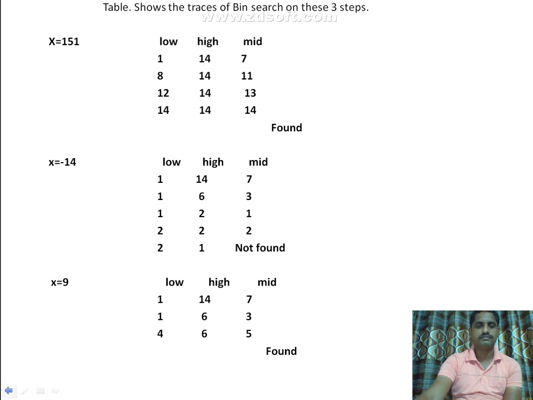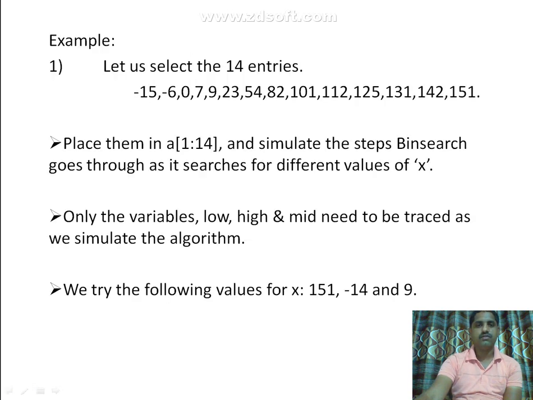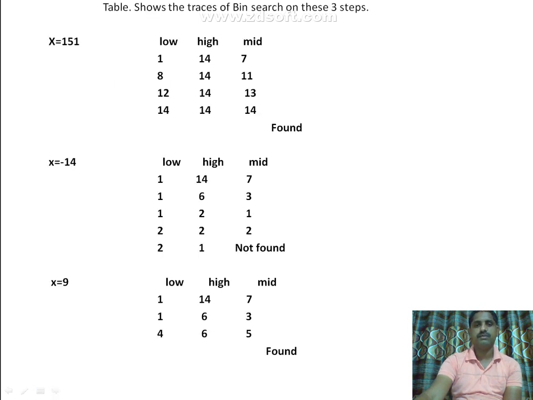See here, 1, 2, 3, 4, 5. So the fifth element is 9 and the 14th element is 151. If there is no such element, it is not found; and 9 is the fifth element, so it is found. We found the fifth element.